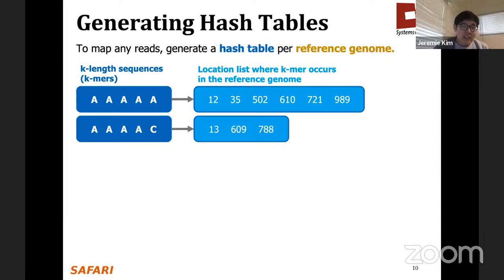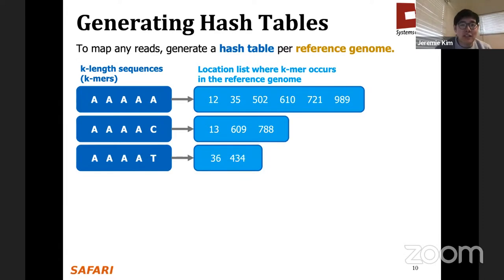We generate the key value pairs for every permutation of k-mers for the chosen value of k. And so the number of keys in this hash table depends on the size of the k-mers chosen. And here, just to emphasize, we see that the k-mer AAAAT occurs starting at the 36th and at the 434th base pairs of the reference genome. And so if you see that sequence, then you can immediately go to that location in the reference and then extract the sequence of relevance.